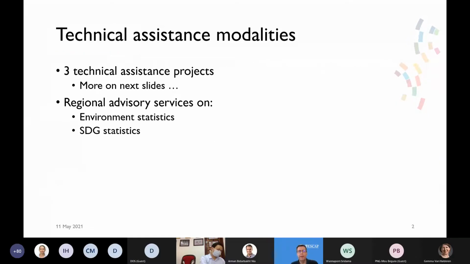So, in terms of technical assistance modalities, we have started with 3 technical assistance projects, and this workshop also serves a bit as a kickoff of these projects. I'll talk more about that on the forthcoming slides. But in addition to technical assistance projects, we have regional advisory services available where countries can at any time, on an ad hoc basis, ask us for advice. Those regional advisory services are available in the area of environment statistics and SDG statistics.